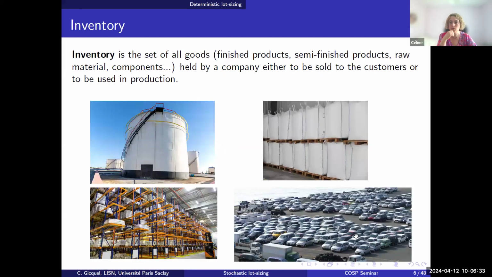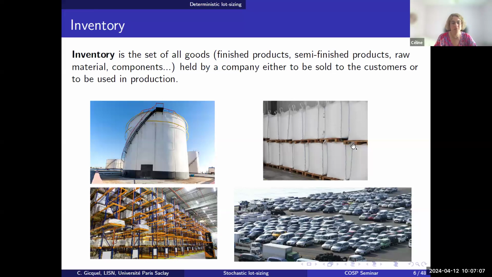So behind this is industrial production. And one thing that I'm going to discuss a lot in this talk is inventory. Basically, inventory is the set of all goods that a company holds to be used in the future, either to be sold directly to the customers or to be used in further production. And again, behind the term inventory, we have a very wide variety of situations. We can have bulk products stored in tanks, powder products stored in big bags, pallets stored in racks, or even finished cars stored on a car park.